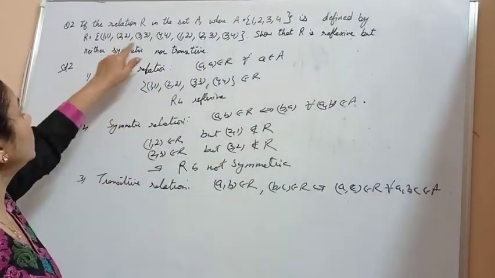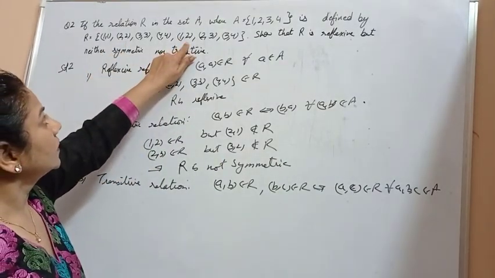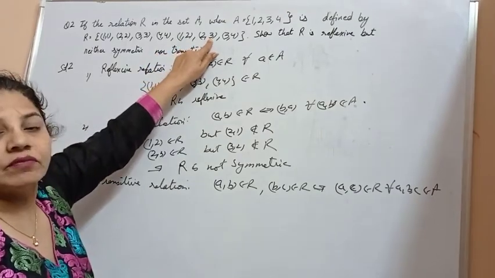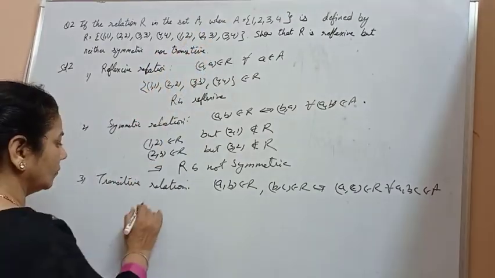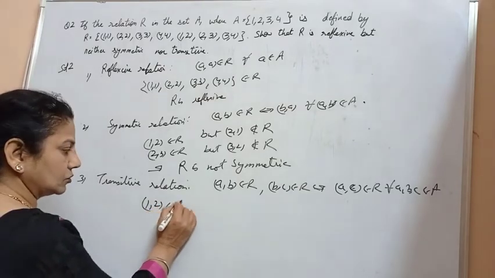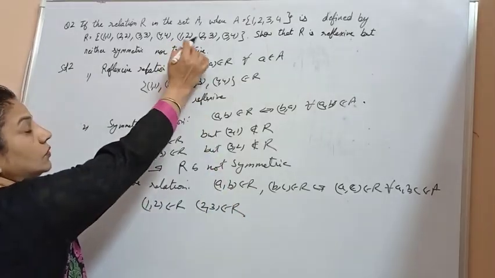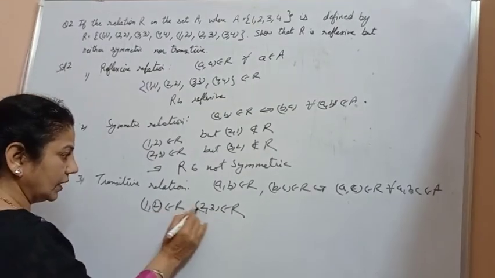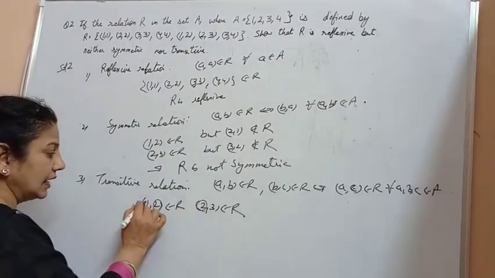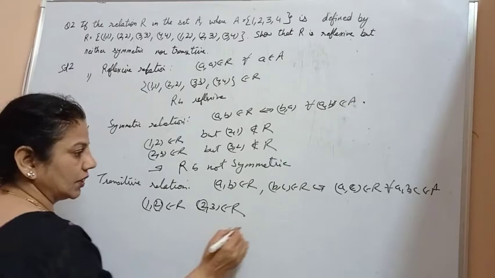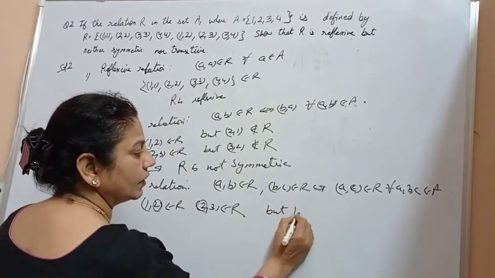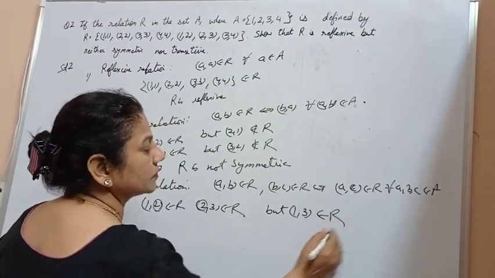That means if (1, 2) is there and (2, 3) is there, then (1, 3) should be there. (1, 2) belongs to R, (2, 3) belongs to R. It is given to us (1, 2) and (2, 3). Here 2 and 2 are the middle term. The extreme term (1, 3) should belong to R, but (1, 3) is not there.